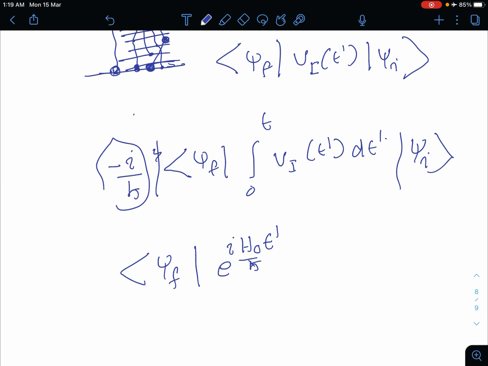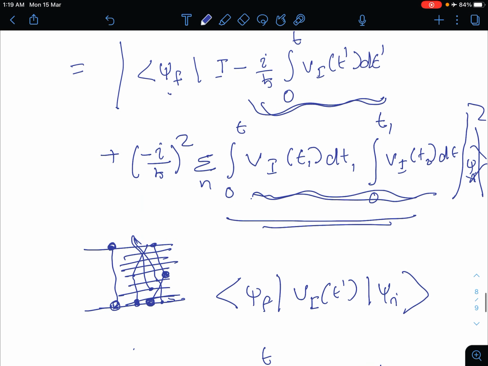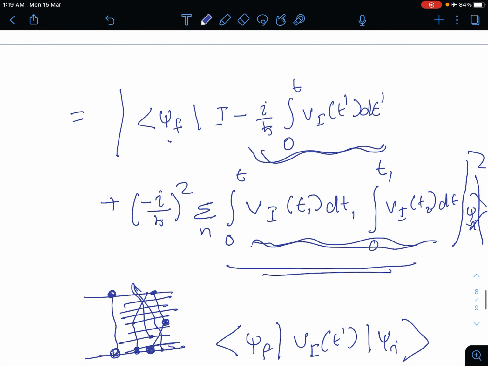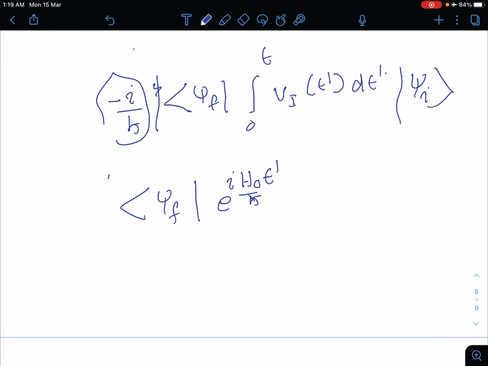So this integration I'm taking outside. Actually, you should not write like this, that's wrong. You have to write like integral here, 0 to t, minus i by h cross, e raised to i H0 t dash by h cross. That's that.